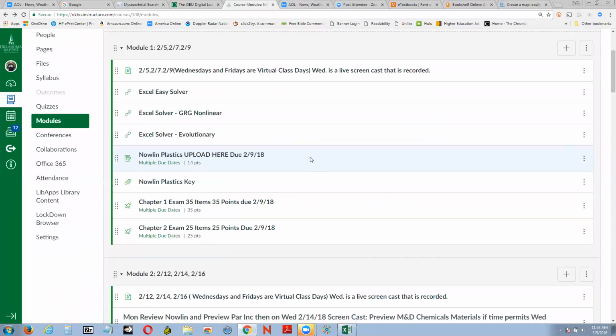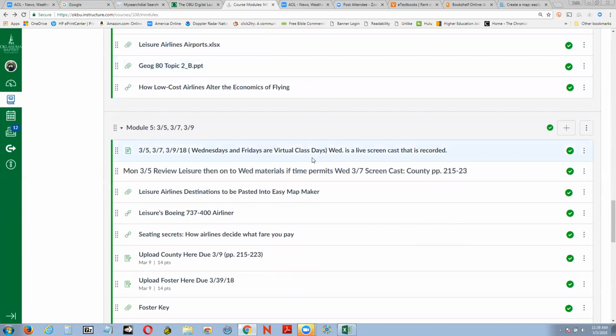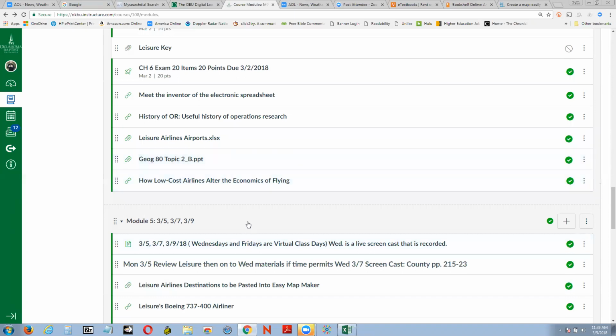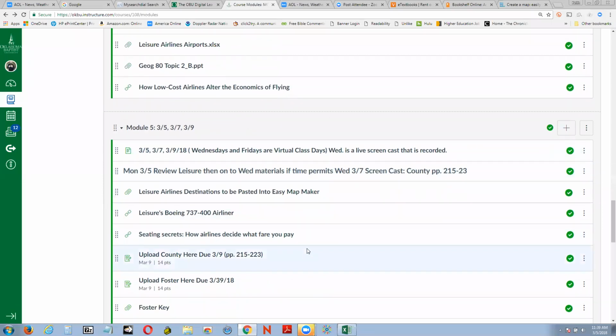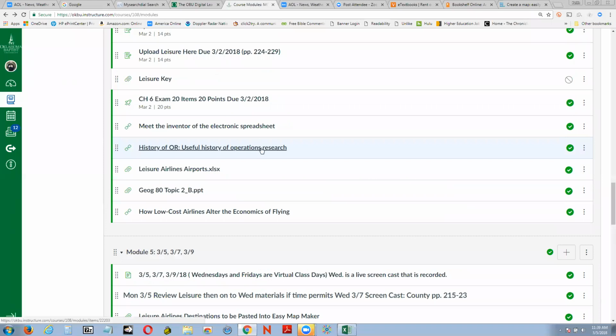All right. Now, there were some resources from last week, and I've got some for this week. This airlines, how they decide what fare you'll pay. How low-cost airlines change the economics of flying. And I think it would be useful for you also to take a look at this on the history of operations research.